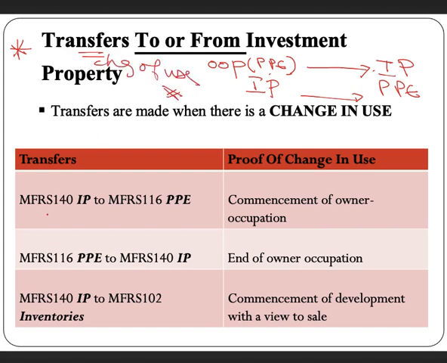Okay, so what happens? IP transfer to PPE. PPE, originally it is an office, you transfer it as an IP, you just leave it there. You don't intend to use it for your business, or maybe you rent it out. So there is a change in use, or maybe it's a change from IP to inventory. So the ones that you need to be more concerned about are these two parts, where it will involve calculation.